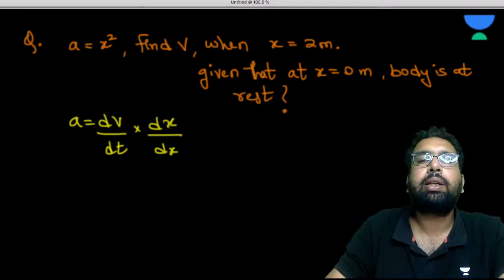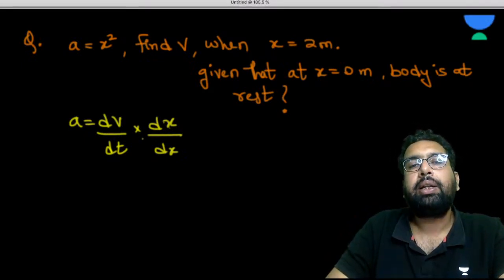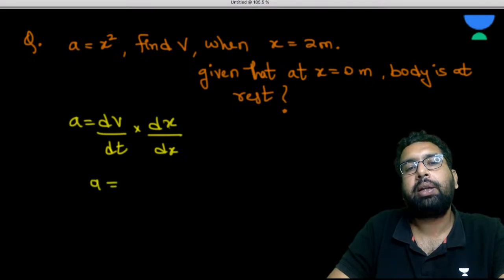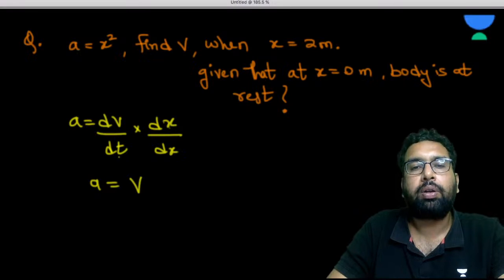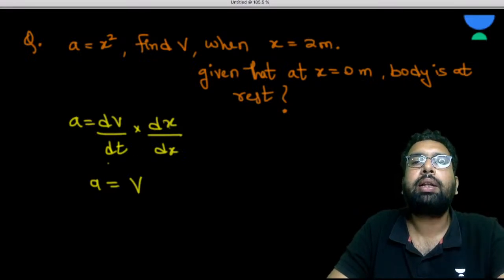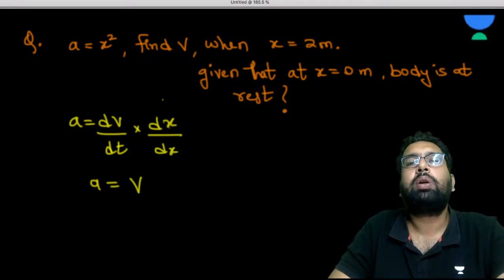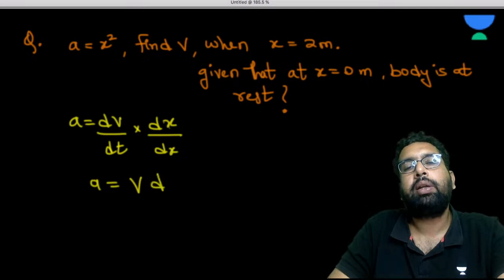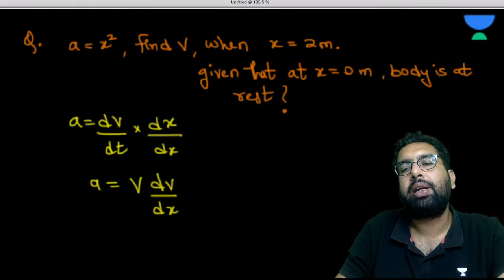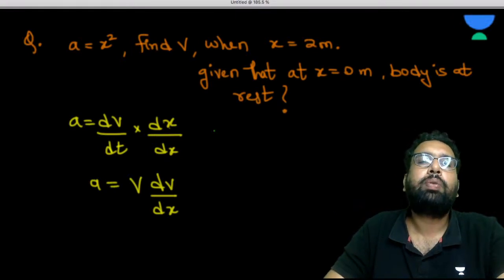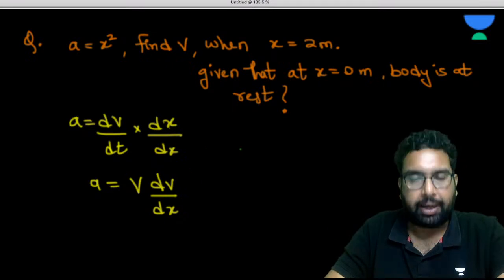So now please understand this. This dx by dt is what? This dx by dt is velocity only. Here x is some sort of displacement and t is time. So dx by dt is v only, and it will become v dv by dx. I hope it is fine to everyone. So acceleration is v dv by dx.